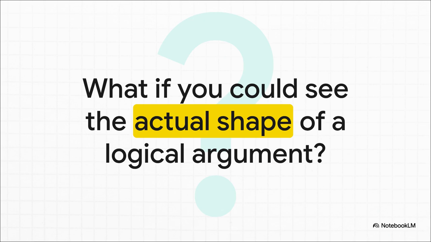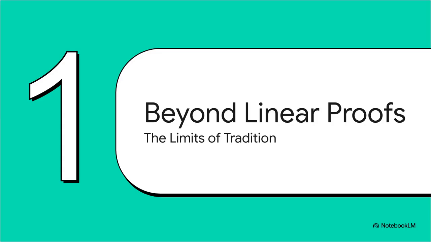So this really brings us to the core question behind this whole thing. What if logic wasn't just a list of statements? What if it was something you could actually see? Something with a real structure, a geometry all its own? To answer that, we first have to understand what we're moving away from. So let's start by looking beyond the limits of those old-school linear proofs.